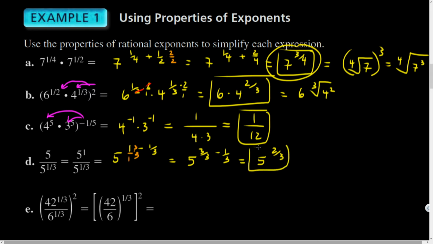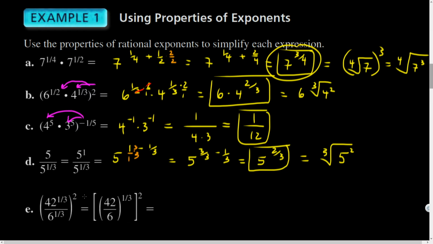And so that's, I assume, how they would rather we leave our answer now. But I do want to point out that's the same as the cubed root of 5 squared, or all squared, or I could actually square this 5 and make it 25. All sorts of stuff that we could do.